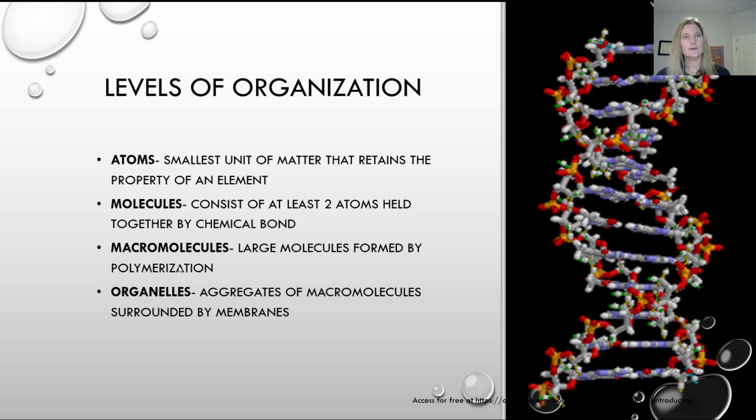So for example, an organelle could be a nucleus. The nucleus houses the DNA, the nucleic acids. The mitochondrion is an organelle that is considered the powerhouse of the cell that can take in the fuel, such as glucose, and convert that chemical energy into cellular energy that the cell can use. Okay, so organelles are aggregates of different types of macromolecules surrounded by membranes.